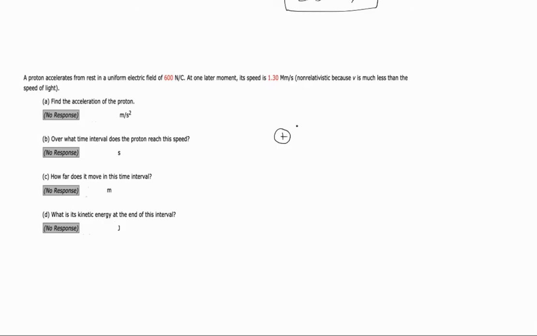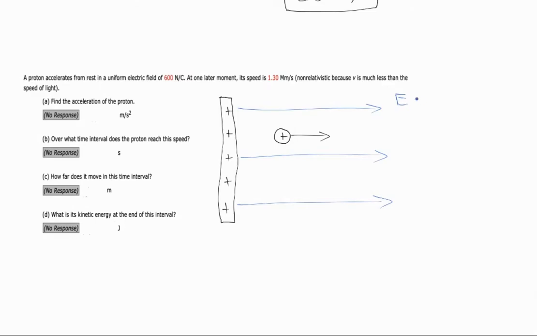Alright, here's our proton. I'm going to put a positive plate behind it so that it wants to get away from that. It's going to feel a force directed to the right. And it's, of course, in a uniform electric field, 600 newtons per coulomb.